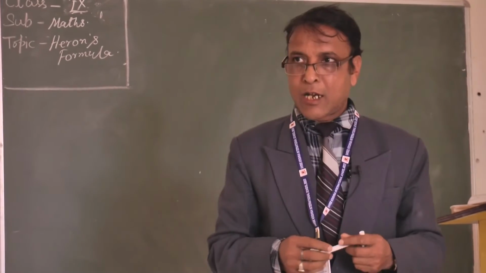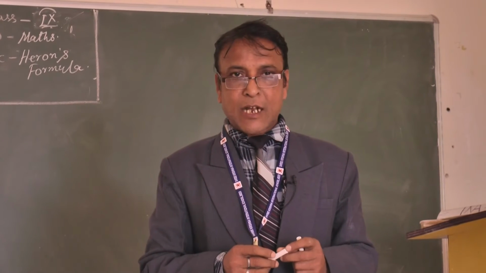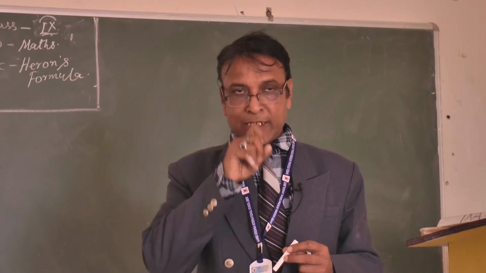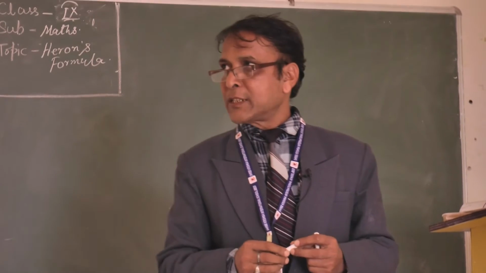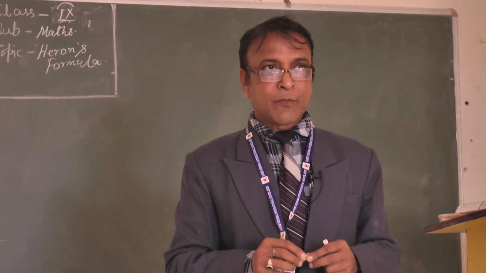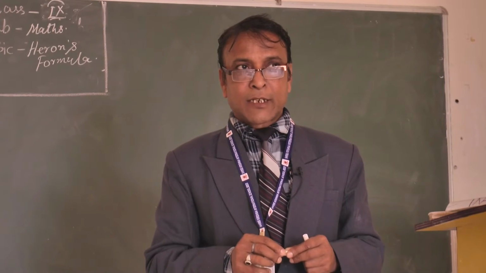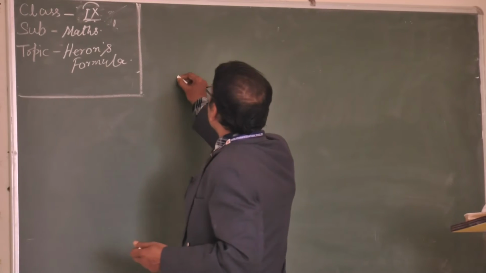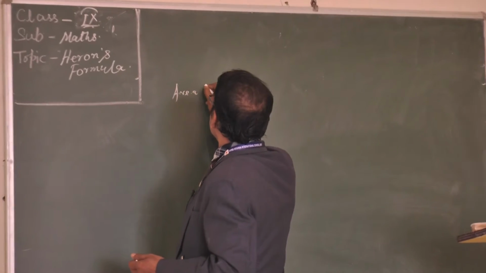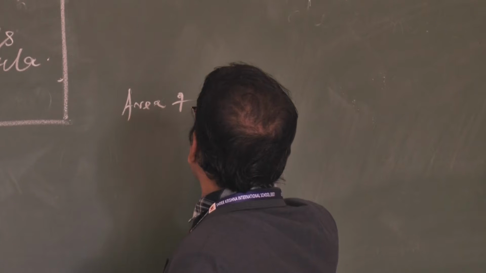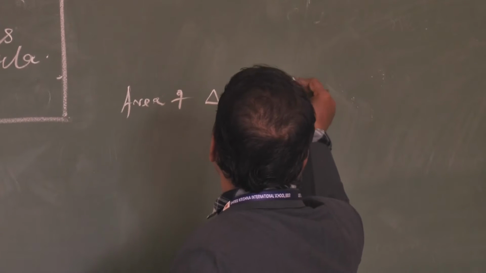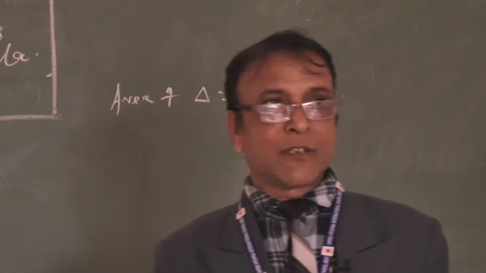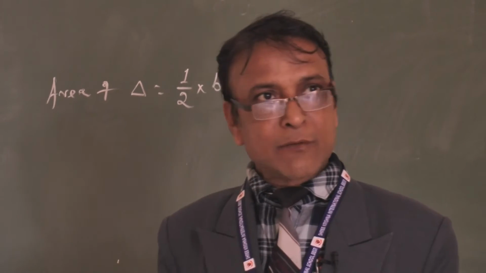Today, in our last class I taught you about the area of a triangle. We did some problems upon the formula: area of a triangle is equal to half into base into height. If the base is given and the height is given, then we can find the area of the triangle.